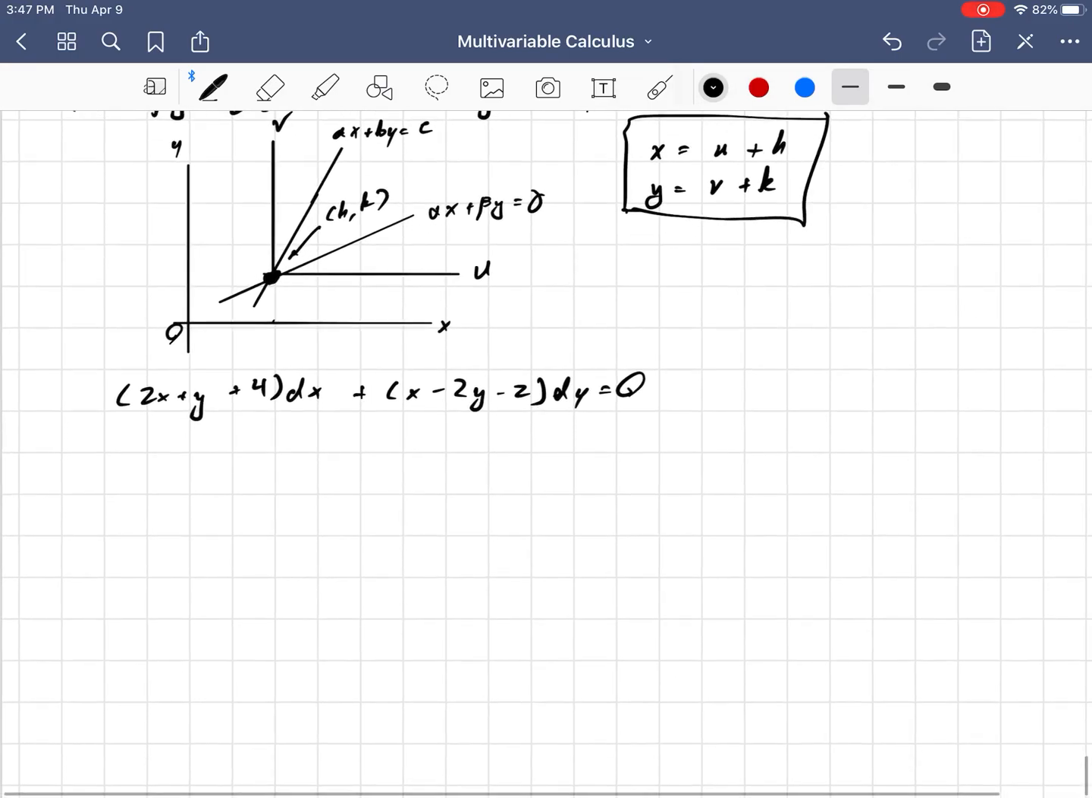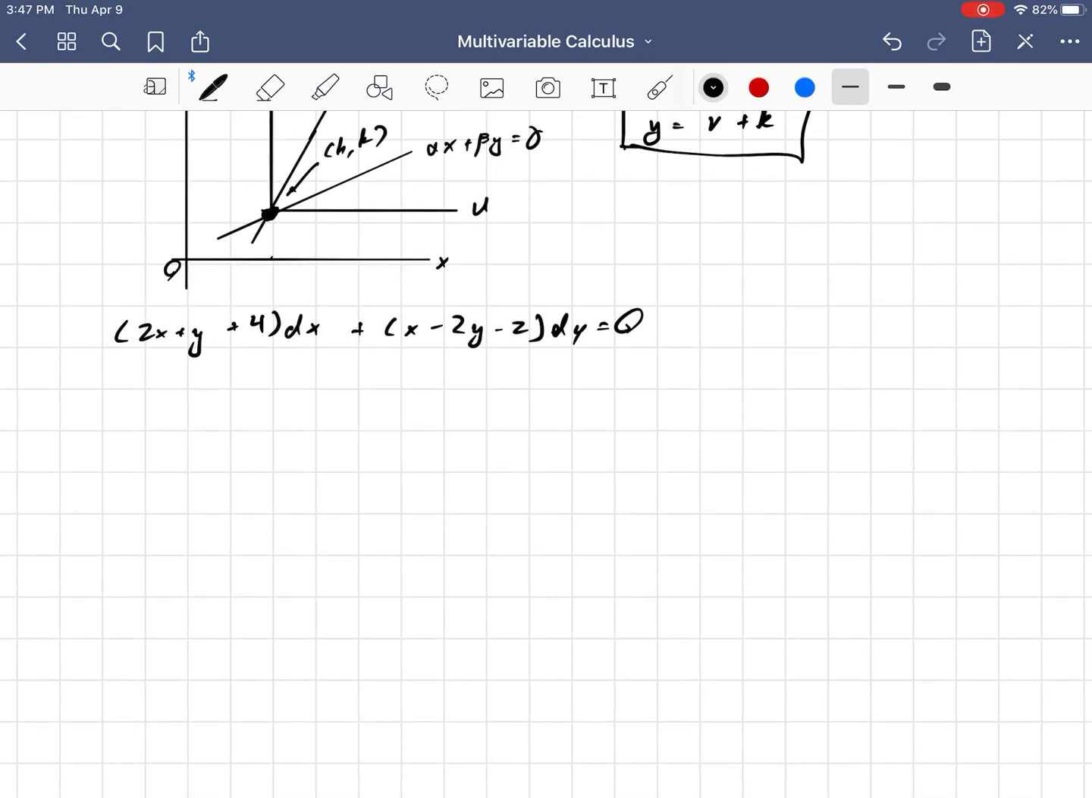So we just want to find where c and gamma are equal to 0. So we let h become k because we want to find the intersection of the two lines, which is the point h comma k. So we get the equation 2h plus k plus 4 is going to be equal to 0. That's going to be our new origin of our translated axes.